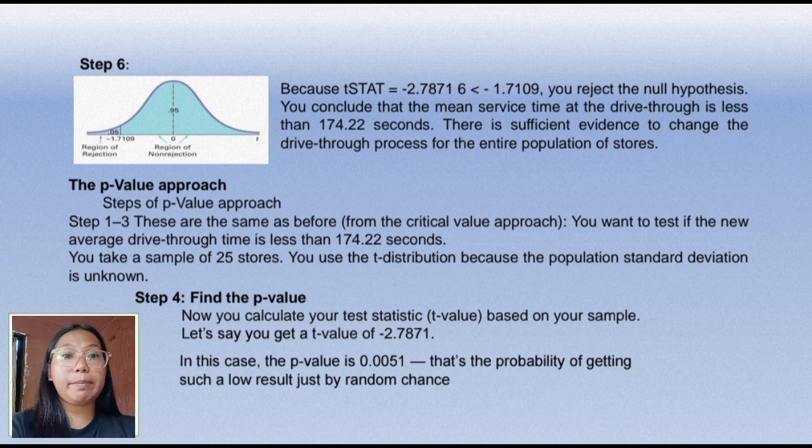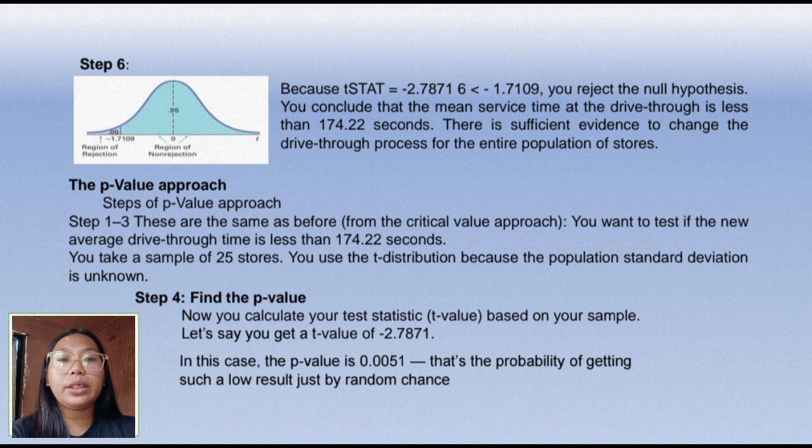Now, the steps of the p-value approach, steps 1 to 3, are the same as in the critical value approach. Now, the same example, right? We want to test if the new average drive-thru time is less than 174.22 seconds. We have our sample of 25 stores, so n is equal to 25. We also use the t distribution because our population standard deviation is unknown. So, we now proceed to step 4, which is to find the p-value.